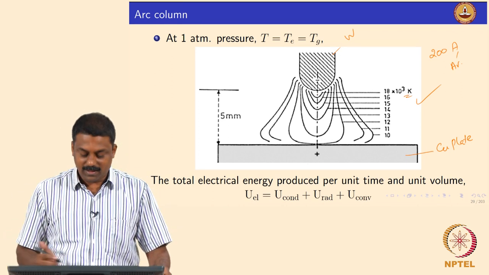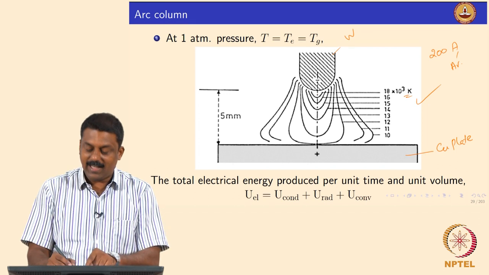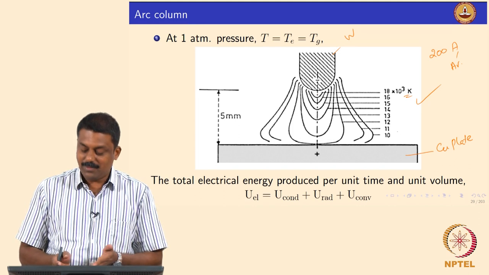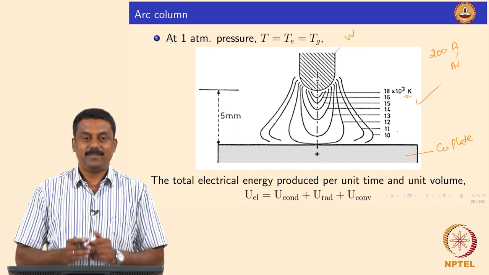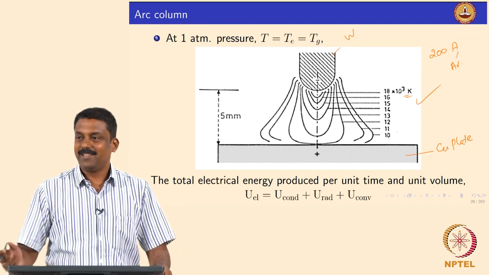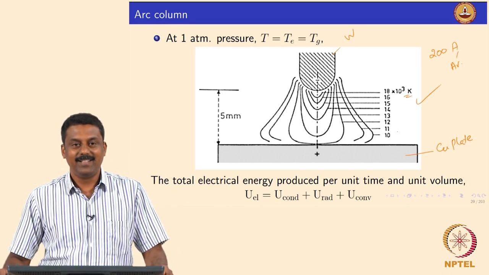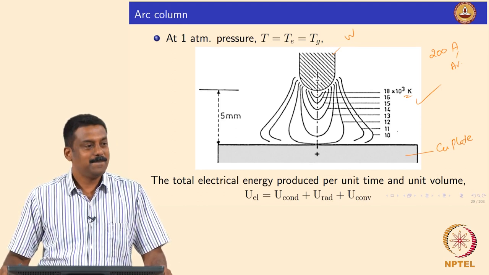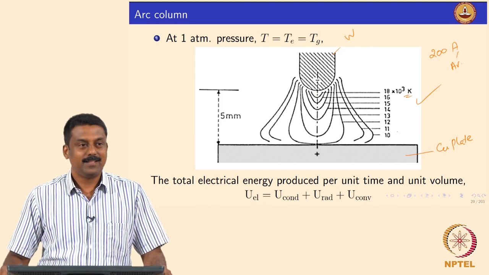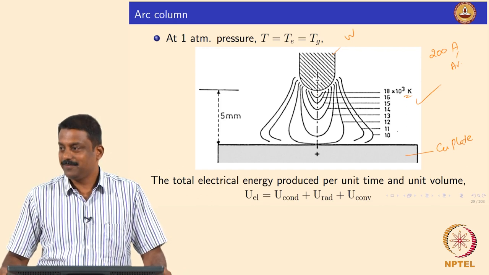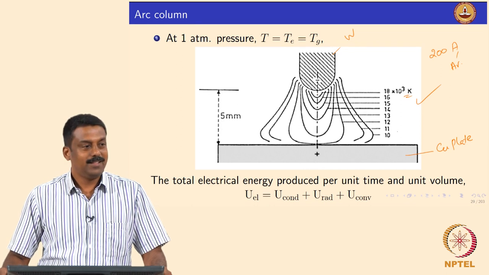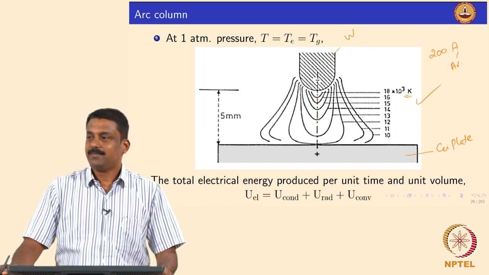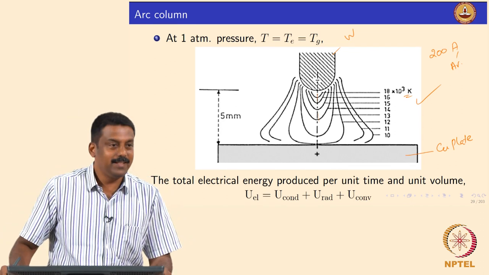Someone asked a question in the last class: suppose you are having a metal electrode here, the cathode is tungsten, and the system is exposed to a temperature of 18,000 Kelvin, won't it melt? It won't, right? You see in real life in gas tungsten arc welding, the electrode tip is stable. Why is it not molten? Obviously, it has a melting point. You see that in the center here, it can go up to 18,000 Kelvin, but still you have the tip not molten.